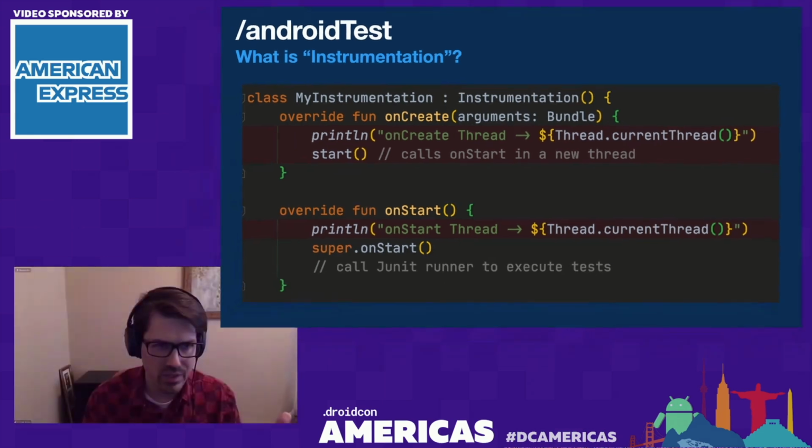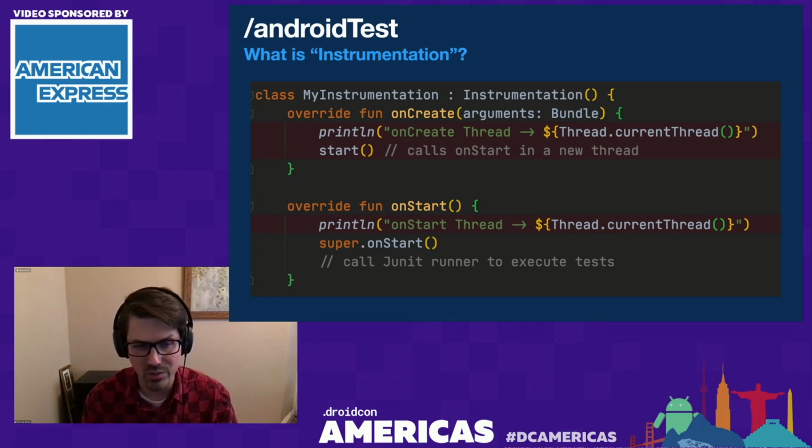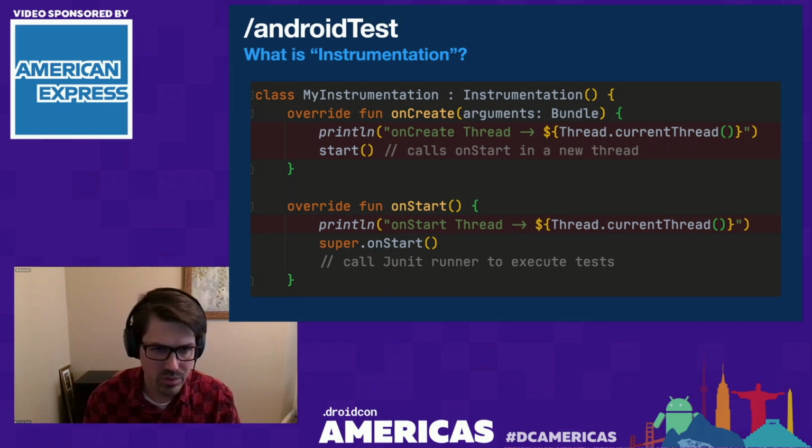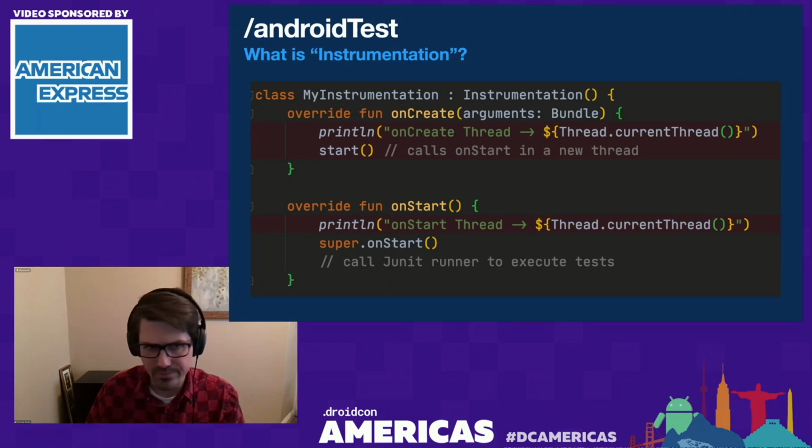But you can see the onCreate method gets passed the list of arguments. And then it generally calls a start method. That start method then calls onStart on a separate thread. It creates a new thread, and we'll see that when we look at what this prints out. And then you do whatever you're going to do with your instrumentation. Generally, that means invoking a JUnitRunner that's going to go out and look at your tests and invoke your tests. But none of that is built into Instrumentation. That all comes as a subclass of Instrumentation, up to the implementation of that instrumentation.